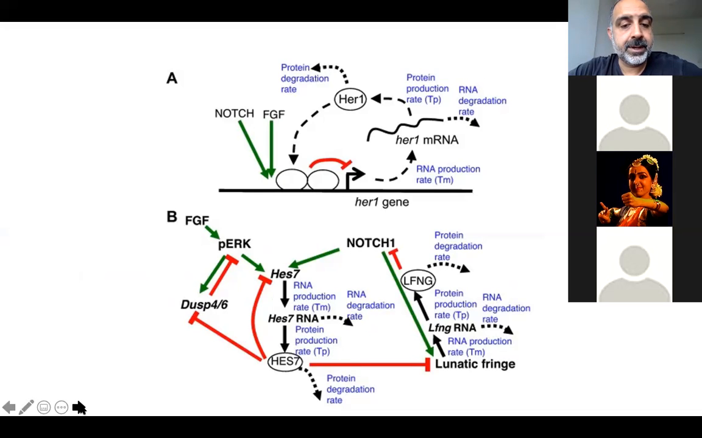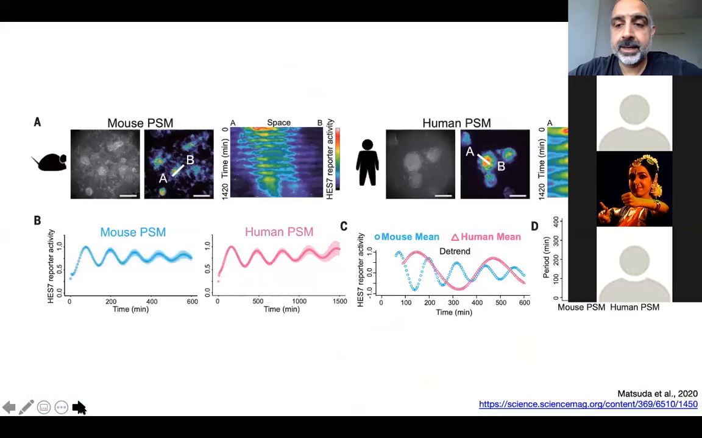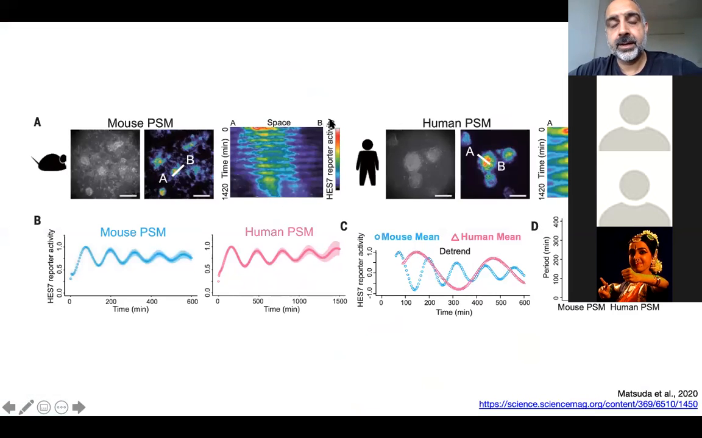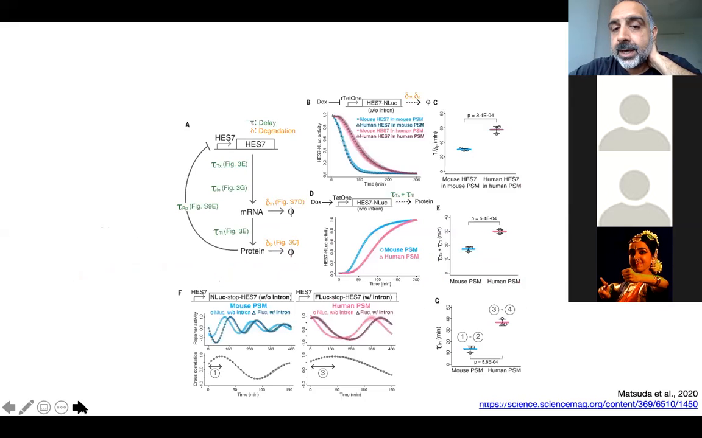Could the periodicity depend on the rate of protein production, RNA degradation, and all of that? Is that different? Yeah, fantastic. It absolutely is. So it really is dependent on this rate. Here, what they've looked at is putting mouse Hes7 into human presomitic mesoderm or mouse presomitic mesoderm, and showing that the gene itself per se doesn't really make a difference.